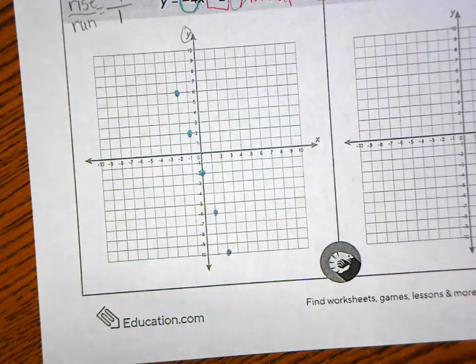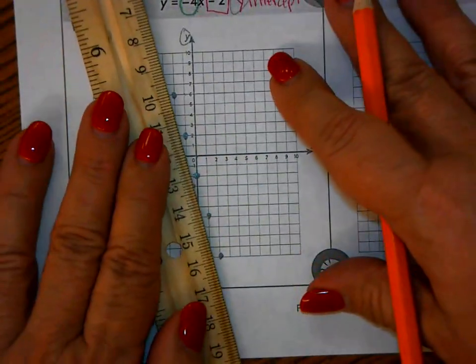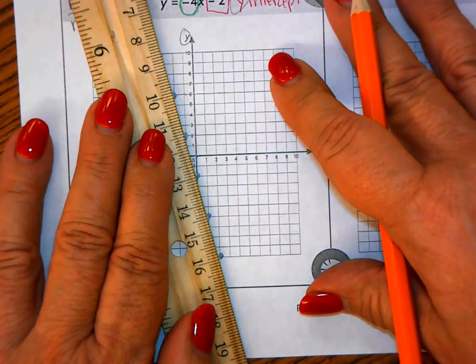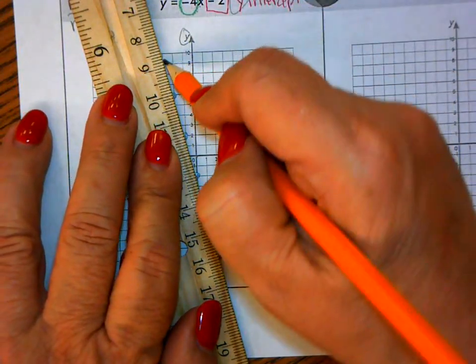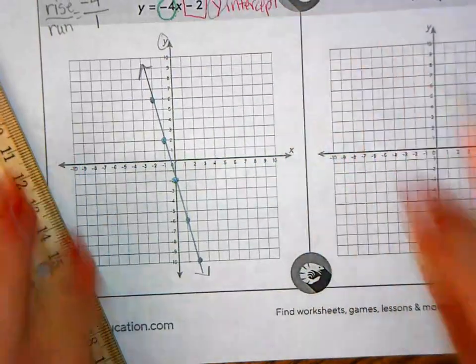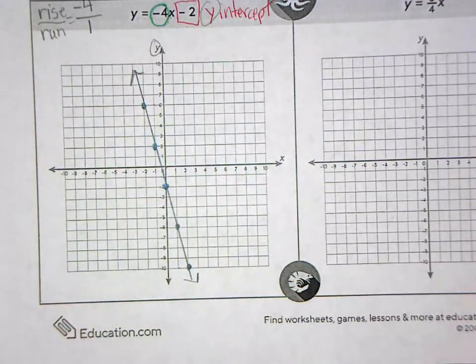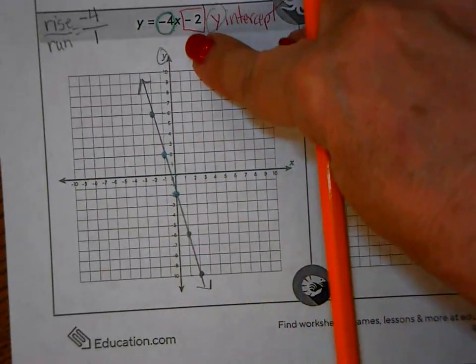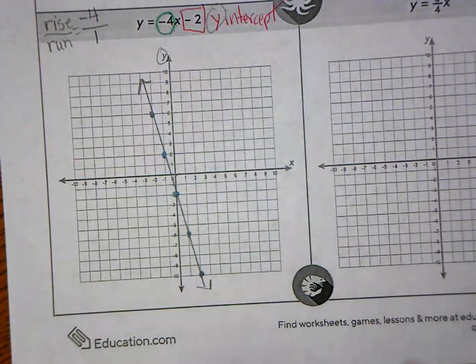And now I'm going to connect my dots. When you're connecting them, you should see whether you were off or not. It's a really good way of checking your work. And there you go. We've created our line based on our linear equation.